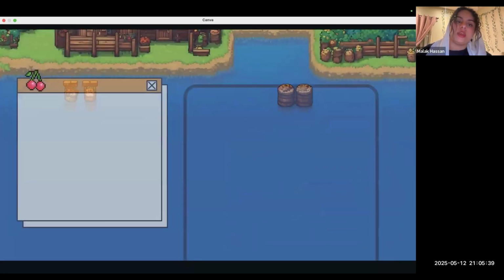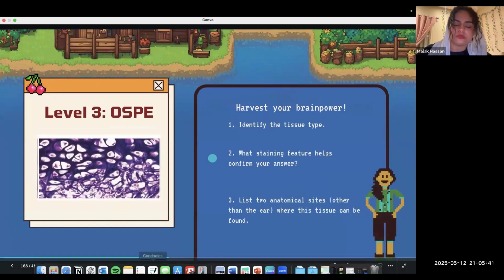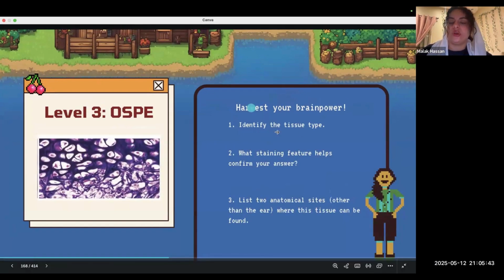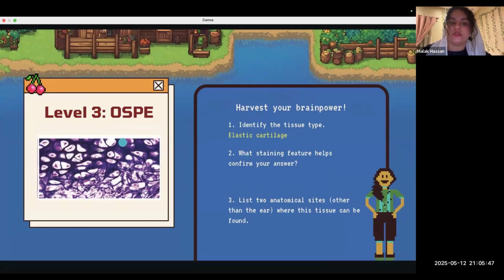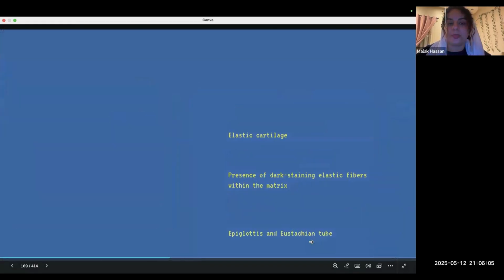And then we have level 3. So identify the tissue type. This is elastic cartilage. You can very clearly see the elastic tissues, elastic fibers. What staining feature helps in confirming your answer? Like we said, dark staining elastic fibers within the matrix. And finally, what are the two anatomical sites other than the ear where this tissue can be found? In the epiglottis and the eustachian tube.